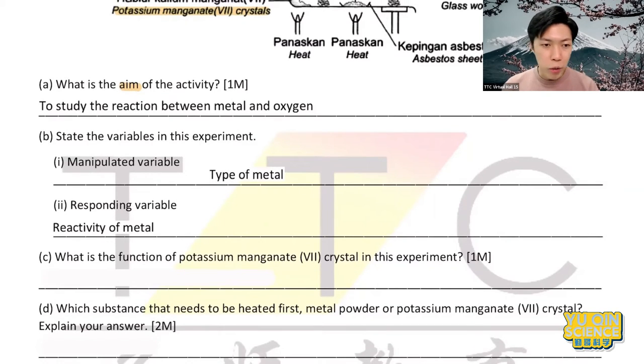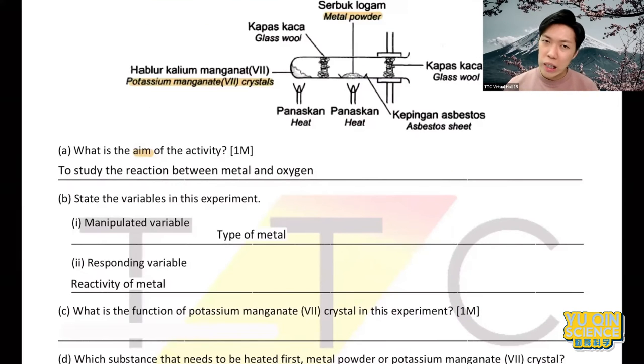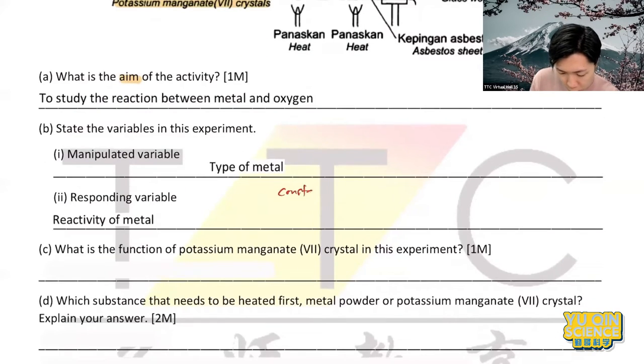What is the constant variable? Things must not change. Things must be fixed. No matter what metal I use, something should not change. And when you change this thing, it will affect the experiment. It will not be the apparatus. It will be the things that we use, the material that we use. And it's always measurable. If there is a constant variable, it should be measurable. So it should be the mass or quantity of metal.